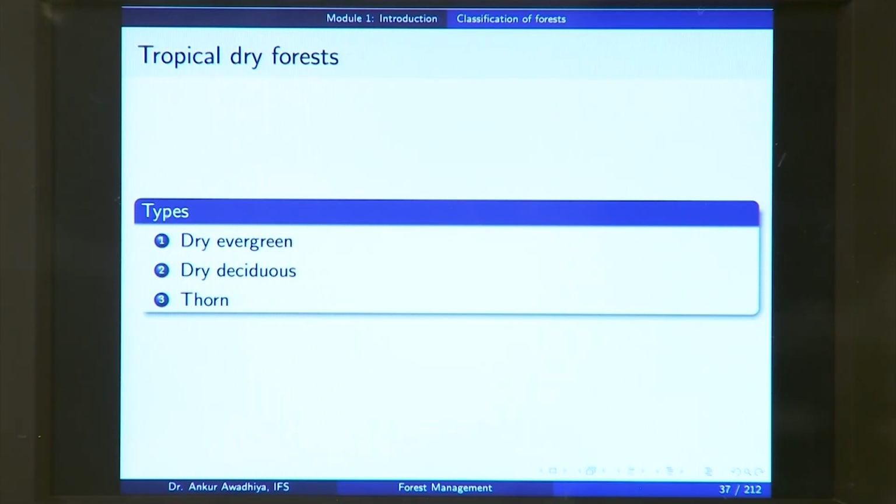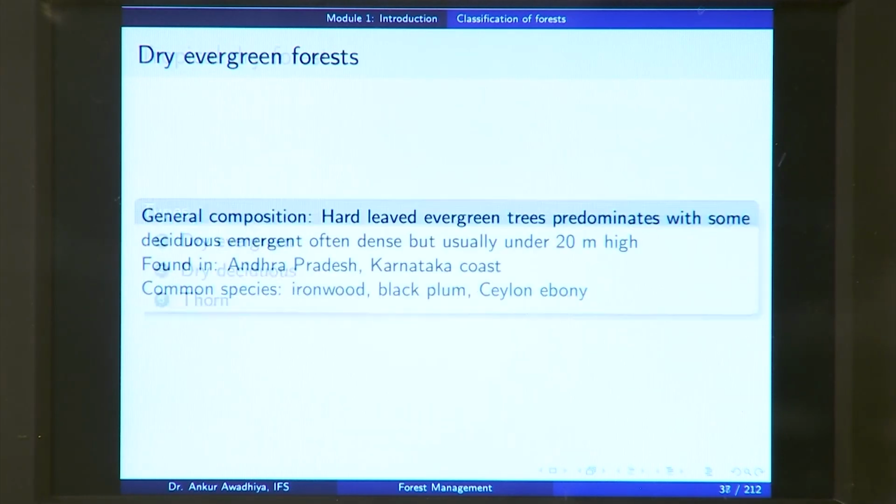Now, dry evergreen would mean that you have a forest in a dry region, but it does not shed its leaves in any season of the year. A dry deciduous forest would mean that it is there in a drier region, but it also sheds its leaves in some part of the year to conserve moisture. And then you have the thorny forests. So, let us look at all three of these.